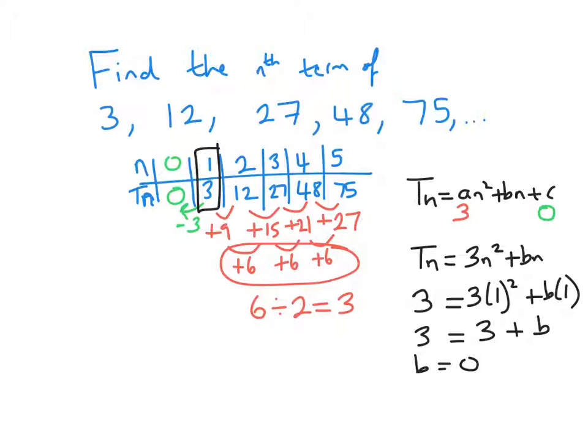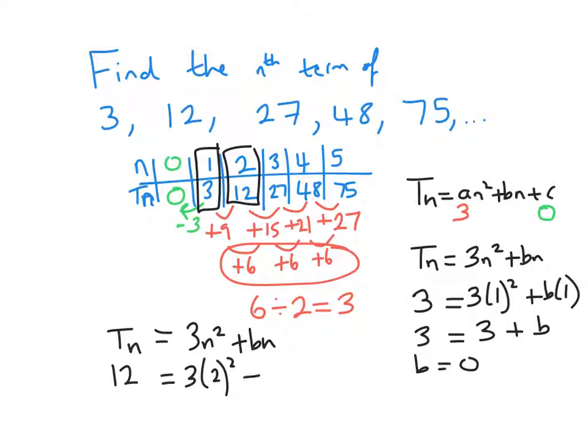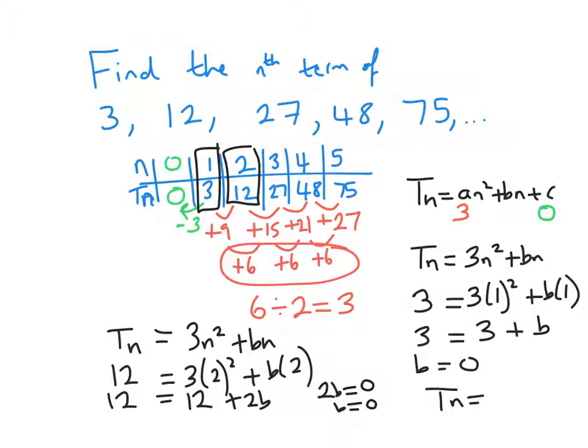Let's check if that is true for my second term. Tn equals 3n squared plus bn. So 12 equals 3 lots of 2 squared plus b lots of 2. 2 squared is 4, so that's 12 plus 2b. If I take away 12 from both sides, 2b equals 0, so b has to equal 0. So my final nth term formula is going to be nth term equals simply 3n squared.